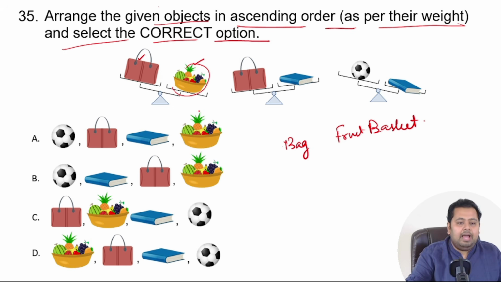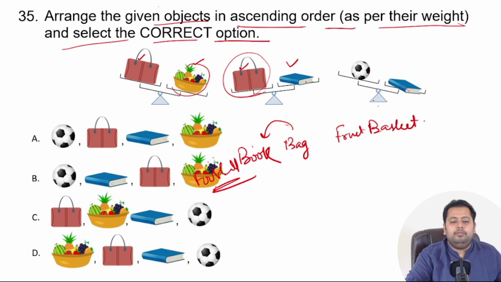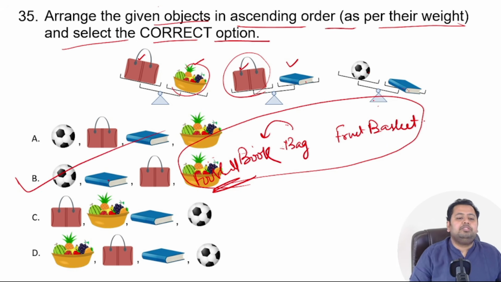Now there is bag and there is a book. Now the image shows that bag is heavier, so book has to come before the bag, right? So somewhere before the bag book has to come. Correct. So now if you see this image, book comes out to be heavier than the football, so football has to come before it because it's the smaller first, right? So the overall ascending order is going to be first football, then book, then bag, and then fruit basket. Then this is option number B, the correct answer. Hope you would have got it correctly.